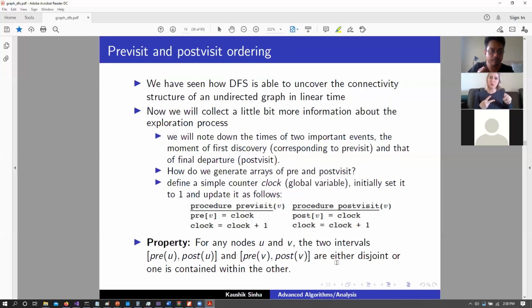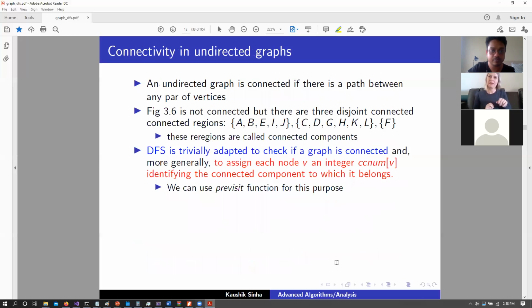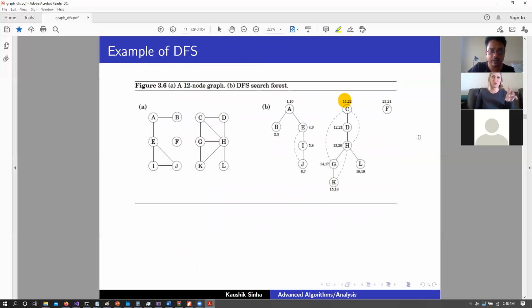So that gives you, then just had F left, and that is why F had the last pre-visit and post-visit numbers, right? So F was 23, and that was the time of first discovery and also the last discovery, because F was done, because F did not.